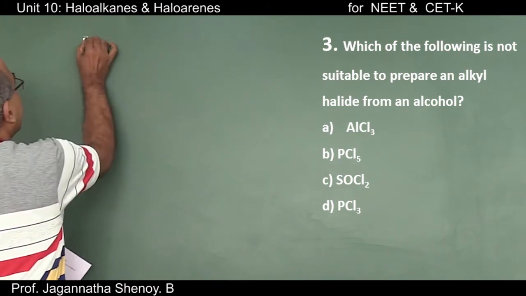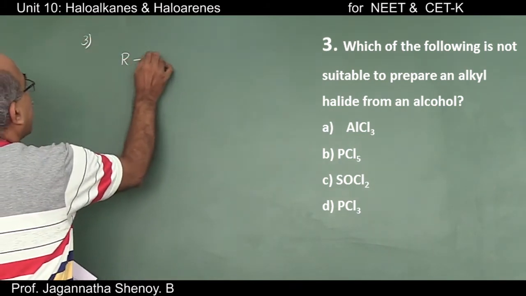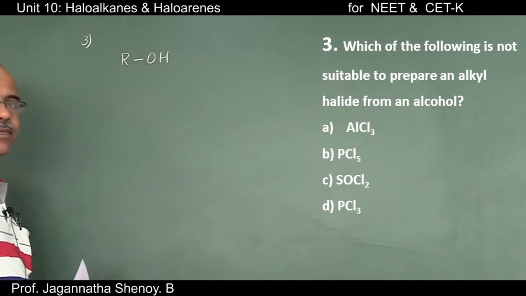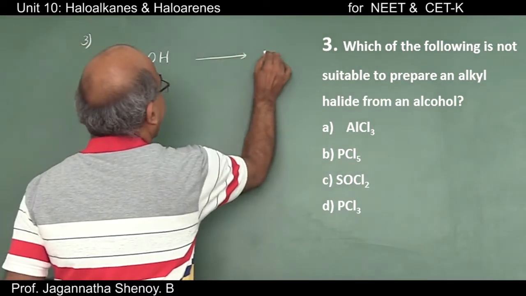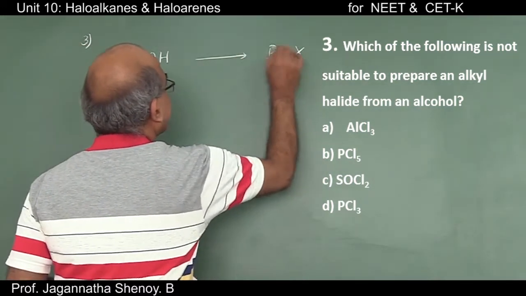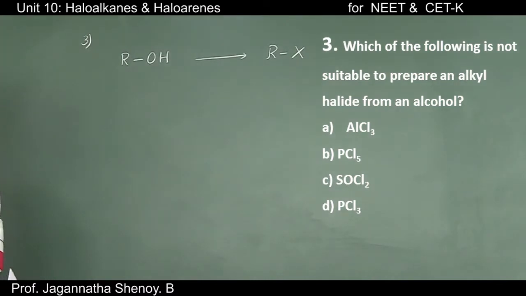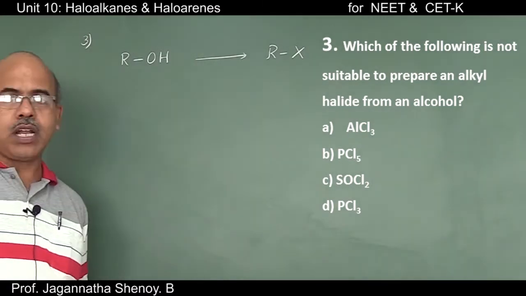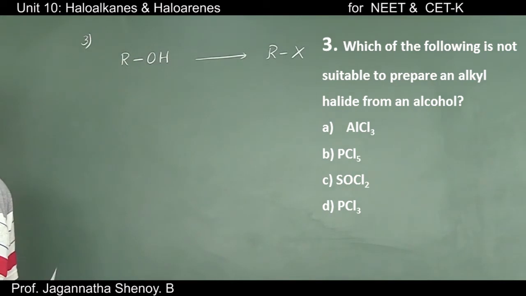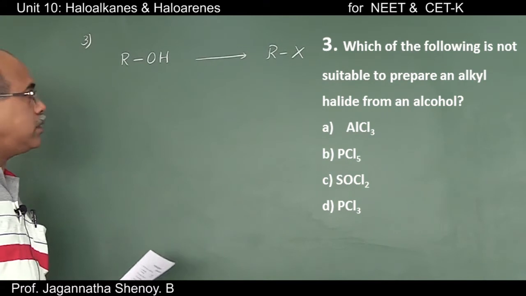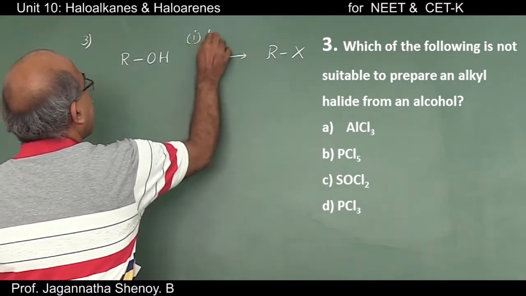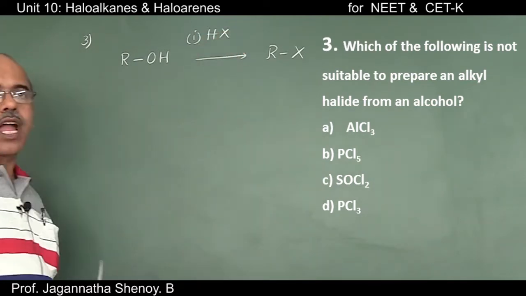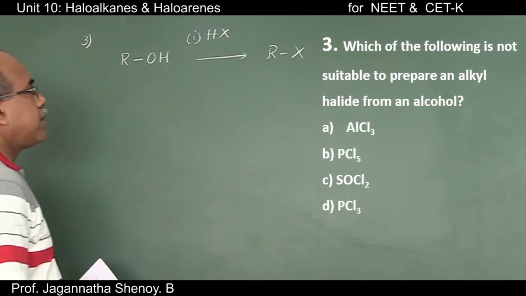You know, the general formula of alcohol is ROH. In this case, I have to convert that into alkyl halide RX. You have to identify out of the 4 reagents given, which one cannot be used. Now, if you look closely, to bring about this conversion, point number 1, I can make use of HX. Hydrogen halide can be used.